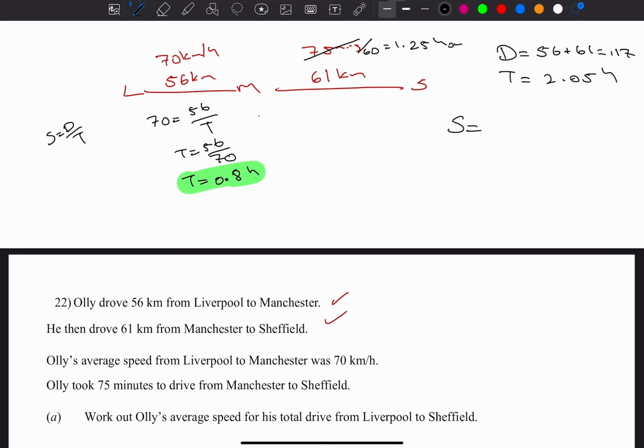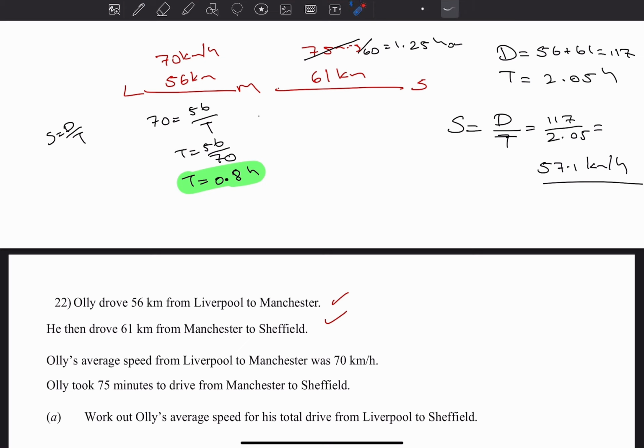So they want the average speed. Speed is distance over time. Distance is 117 over time is 2.05, which will give you 57.07. So 57.1 kilometers per hour. Okay, so always make sure you do the total distance.